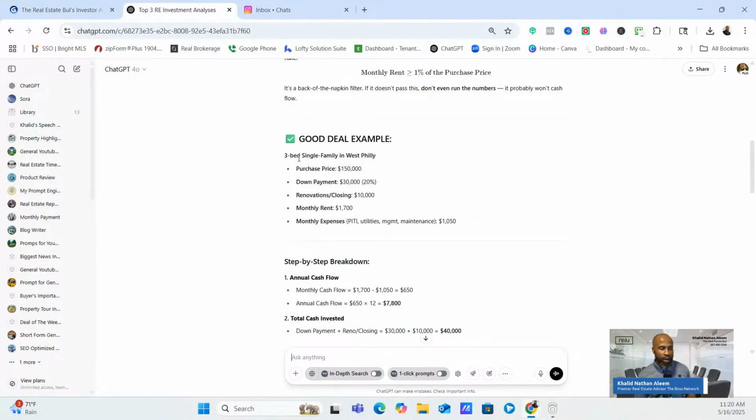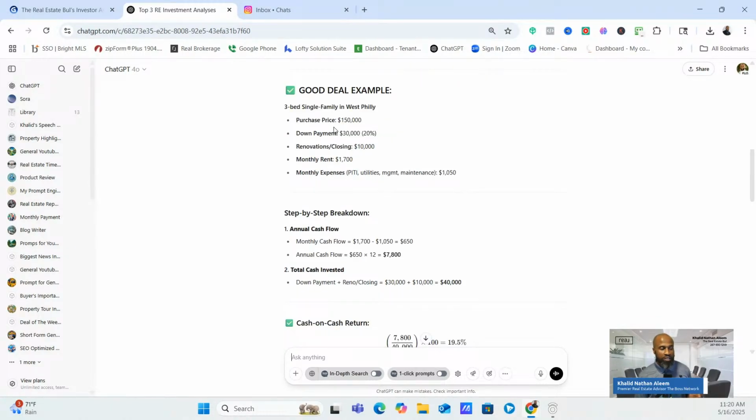If we're looking at a 3-bedroom single family in West Philly, the purchase price was $150,000. So it's an investment. We're getting an investor loan where we have to put 20% down. If we put 20% down, that's $30,000. Renovation and closing costs are $10,000. As you can see, we're all in $40,000 here.